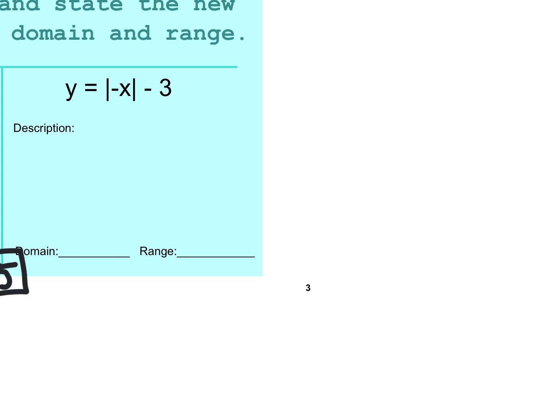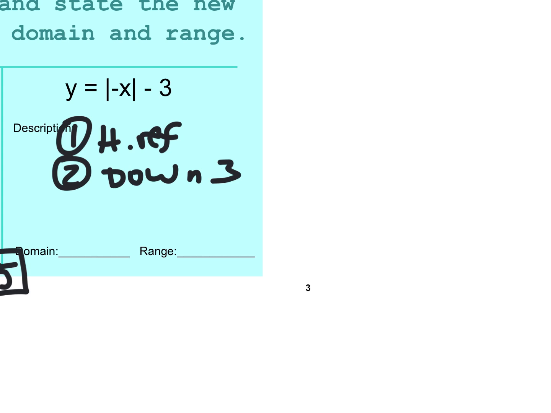All right, description. Okay, he said to start on the inside. I guess I should start on the inside. So he said that you don't trust the inside. But well, there's only 2 kinds of negatives. There's either the horizontal on the inside or the vertical. This is a horizontal because it's on the inside. Horizontal reflect. And that would be first. The second thing would be down 3. Did you guys get the same thing as me? Okay, good. Then, domain and range.